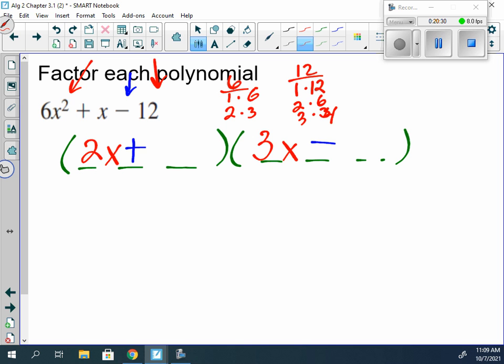Which one do we want to try first out of 12, now that we have 2 and 3? 3 and 4? So 3 would have to go here, and 4 would have to go here, yes? Because we can't have the 3x and 3 and the 2x and 4 together, because they would both have a greatest common factor. Now we can check this here.